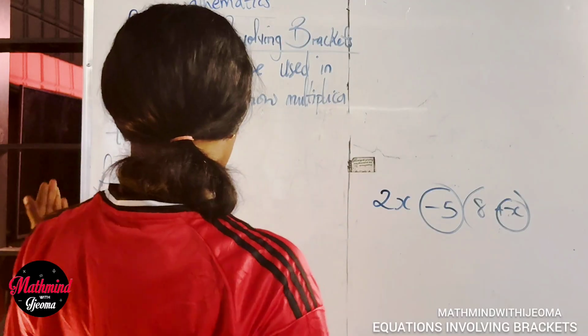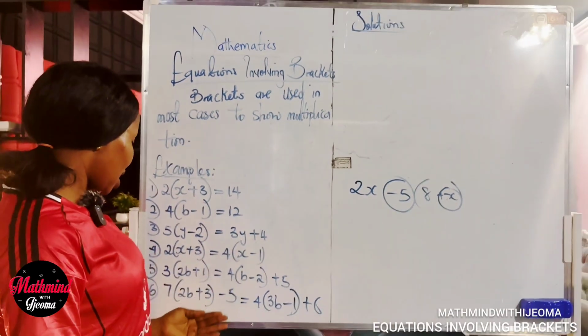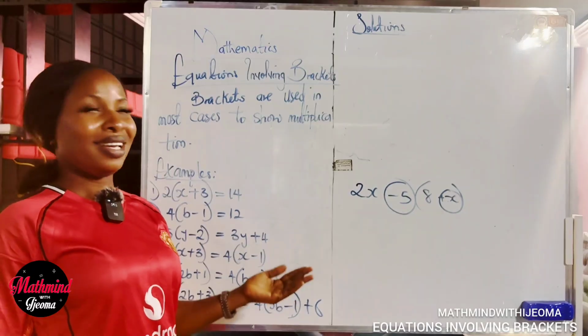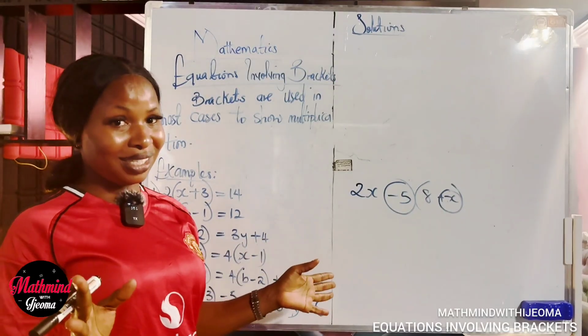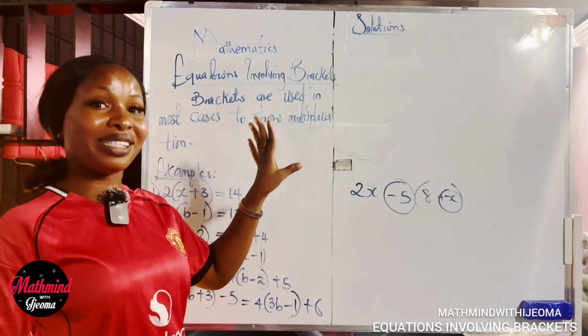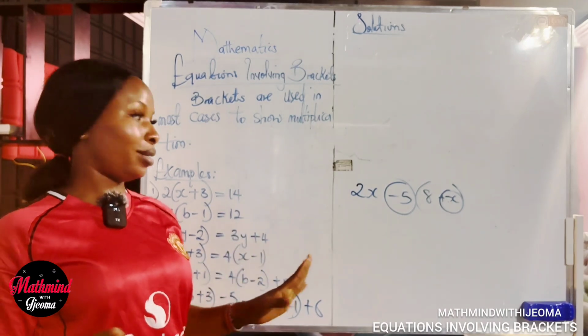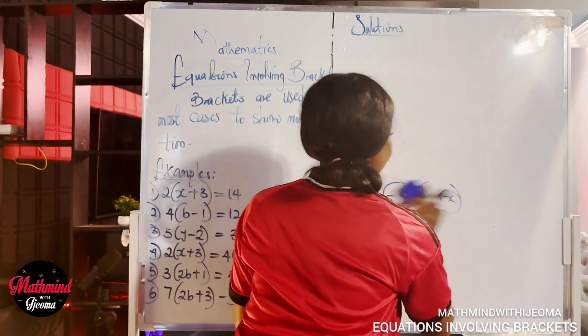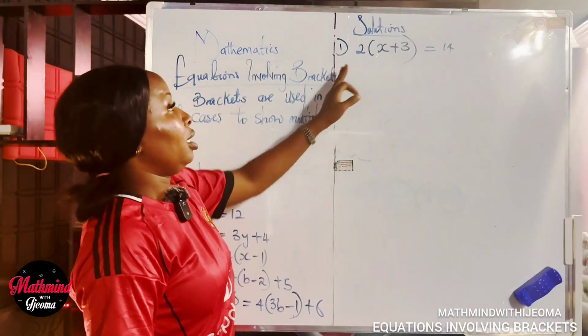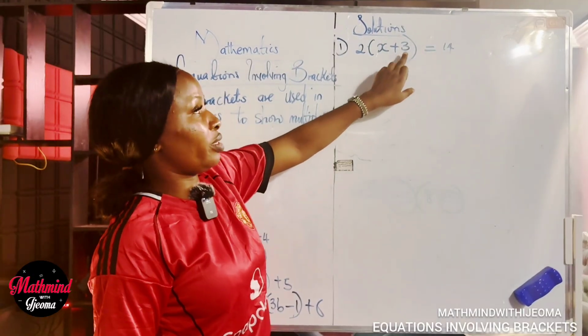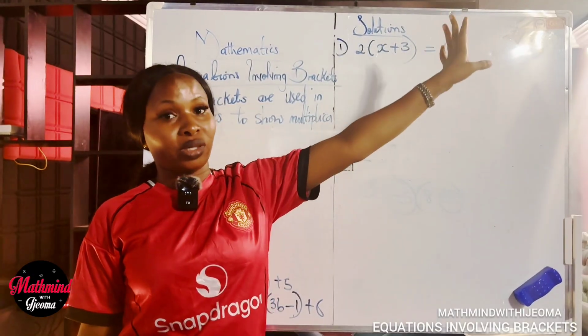Let's solve the examples we have. We have 6 examples that are in different forms. By the time we solve the 6 of them, I am very sure you'll be cleared with this topic. Let's start. The first one says 2 bracket x plus 3 equal to 14.